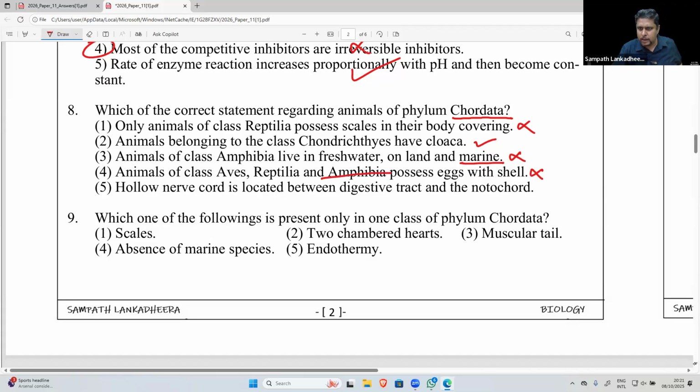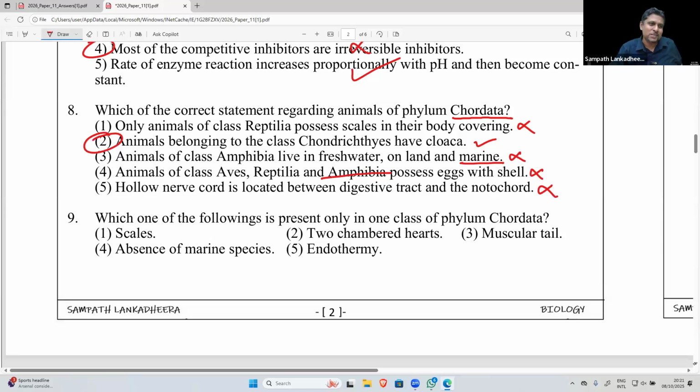Hollow nerve cord is located between the digestive tract and the notochord. No, it's actually present above the notochord. Wrong. So we got the answer. Second is the answer. Question number 5.